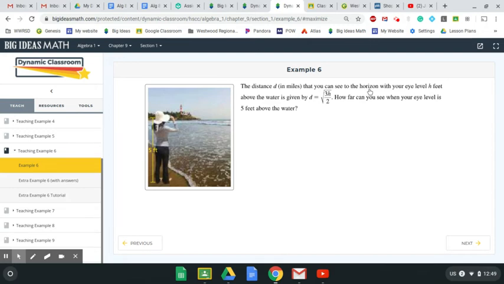So just to make sure we know, the horizon is where the water meets the sky. So if we're looking in this picture over here, the water is meeting the sky, and we're looking to see how far we can see from our eyes to this horizon.